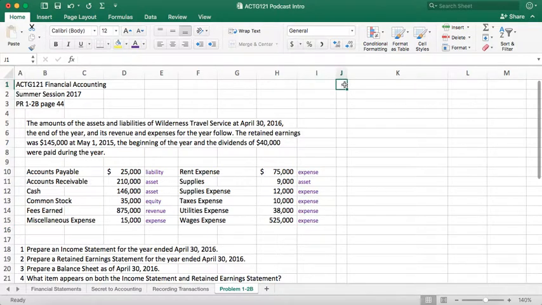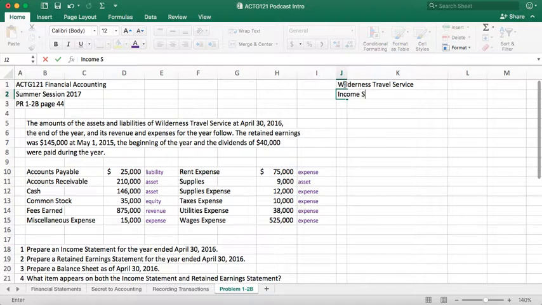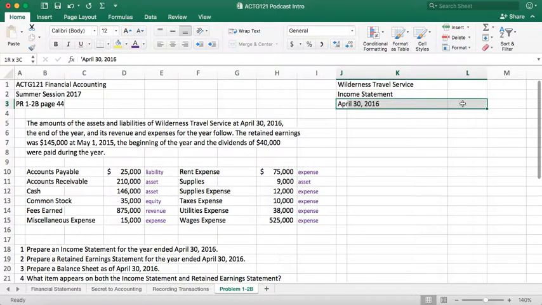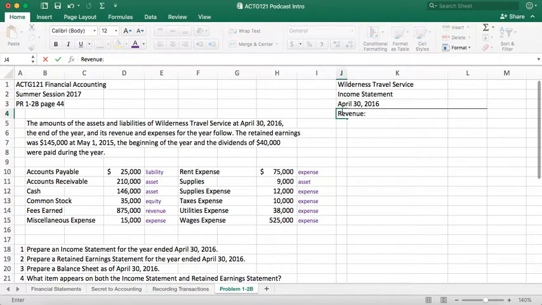So let's do that. The first thing we need to do is we always need a heading. So Wilderness Travel Service. We need to identify then what we are preparing, income statement. And the last item is the date, April 30th, 2016. So that's our heading, and please make certain that you always put a heading on every single statement that you create.